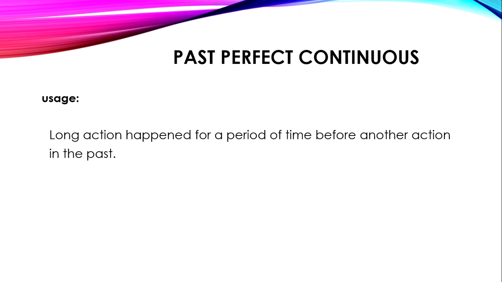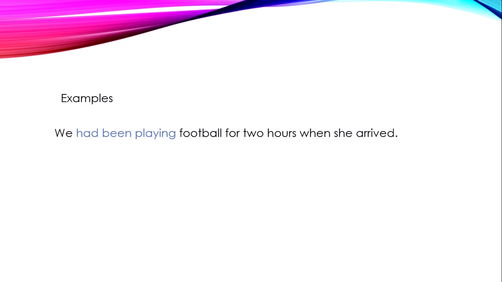We use the past perfect continuous to talk about a long action that happened for a period of time before another action in the past. Here we have a long action. For the form of the past perfect continuous, we have had plus been plus verb plus ing form. Let's see some examples. The first example: we had been playing football for 2 hours when she arrived.